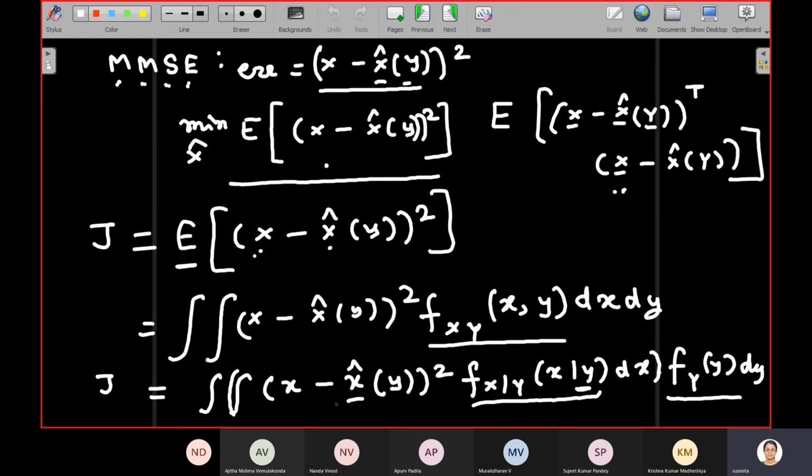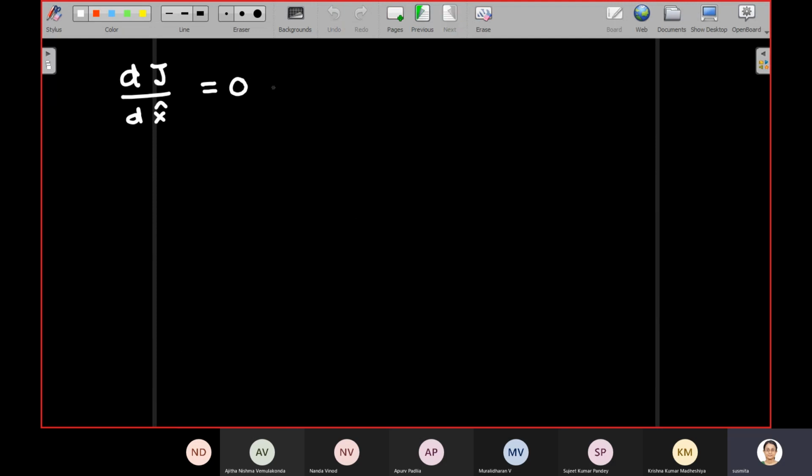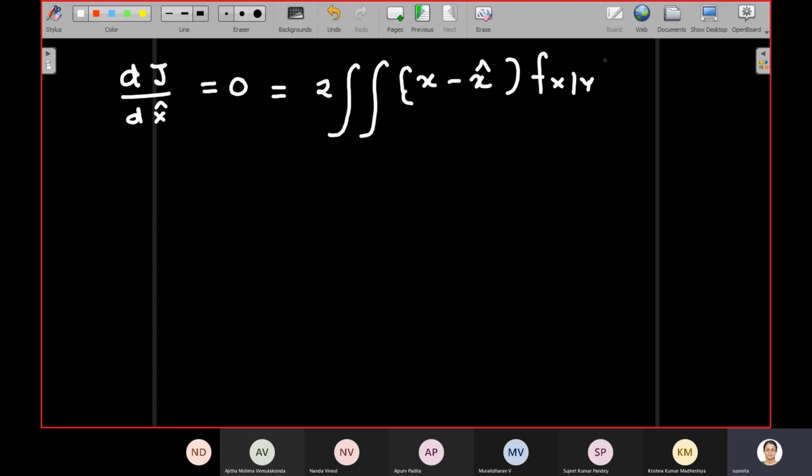Now if we look at the expression of J, this is a function of x hat, so this one will have a contribution, but the other terms will not have any contribution because they are not functions of x hat. So if you take the derivative of the right hand side with respect to x hat, you basically get 2 outside and then this term, because we have square. So the derivative of this whole thing will be 2 times this one again. So what we have is 2 times (x minus x hat). I'm dropping y from the argument of x hat for simplicity. And then we have this conditional density.